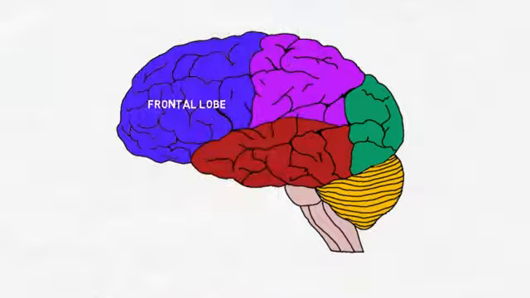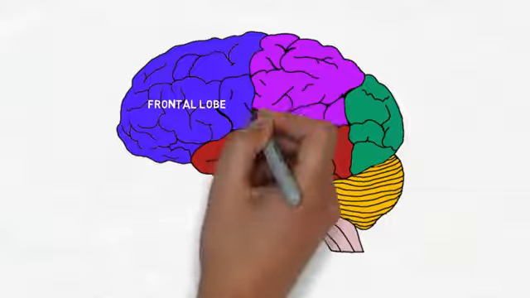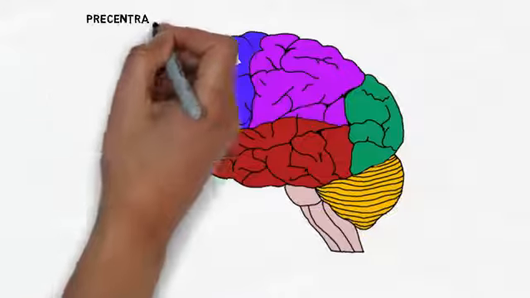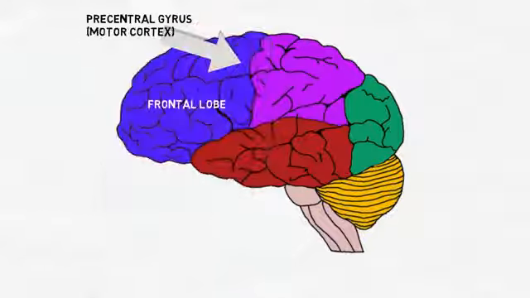The frontal lobes are important for movement and higher-order cognition like rational thought, decision-making, and planning. This area in front of the central sulcus is known as the precentral gyrus, and it is essential for motor control as it is the location of the primary motor cortex.